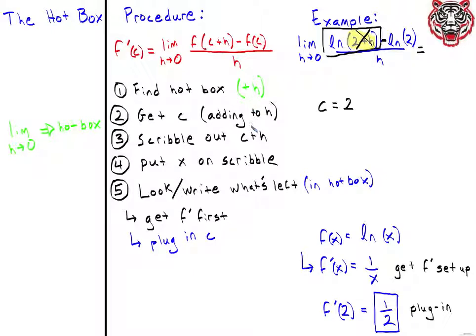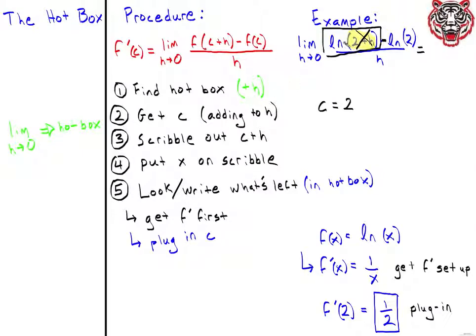Just to review, because we're done with the notes. You're going to write your summaries after I do this little bit of review. We found our hotbox. That's the biggest part. The biggest thing on the numerator is the hotbox. We drew our box. Then we found C. The C is the thing being added to H. What was being added to H? The 2 is being added to H. Therefore, C equals 2. We don't even care about the rest of the function. We only care about our hotbox. Don't worry about this minus natural log of 2. Don't worry about divided by h. Don't worry about the limit. We're all restricted in the hot box.